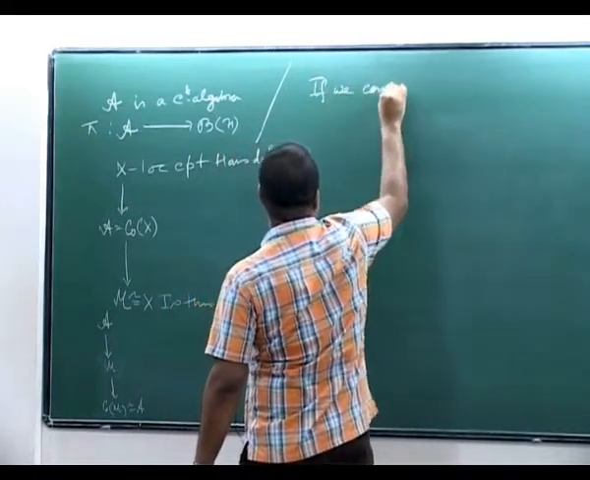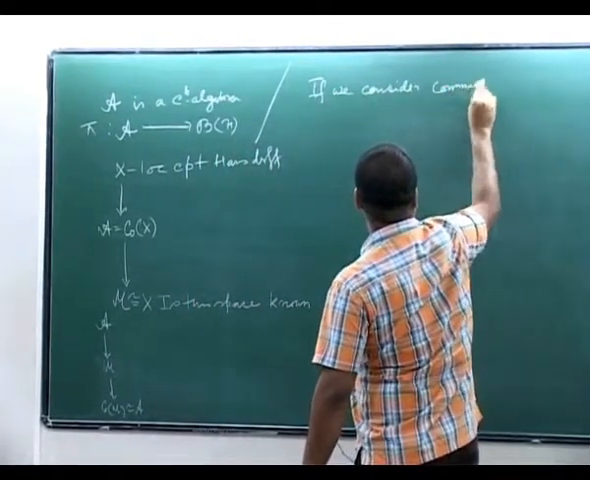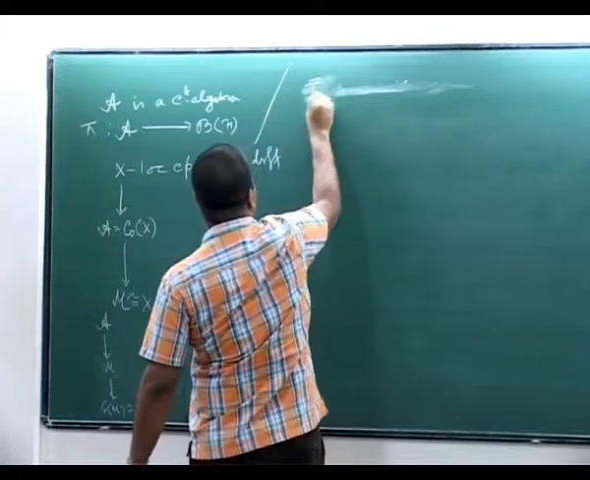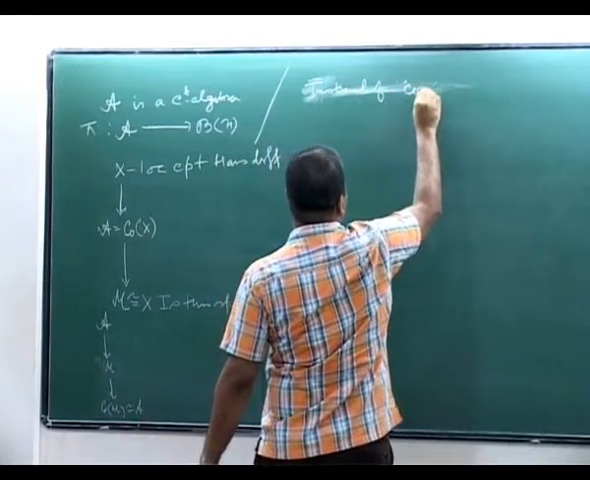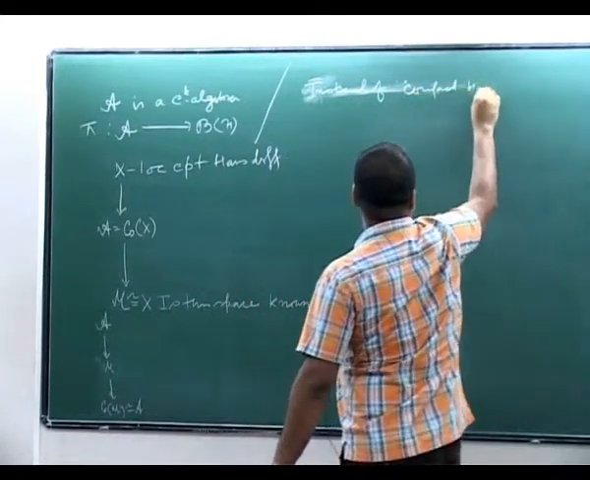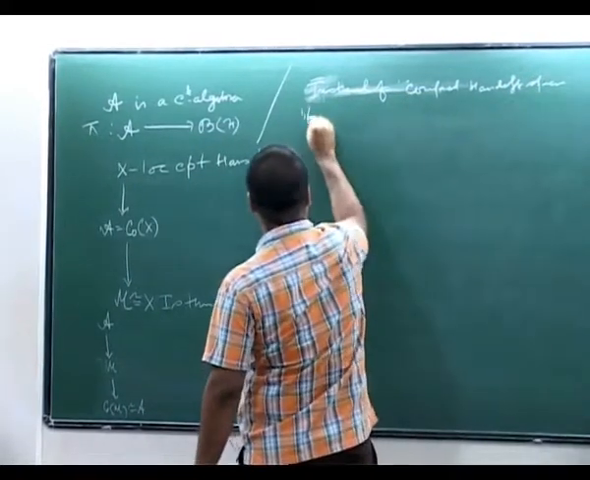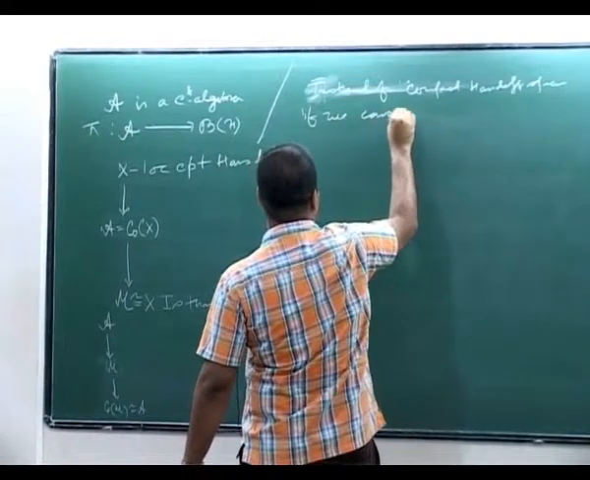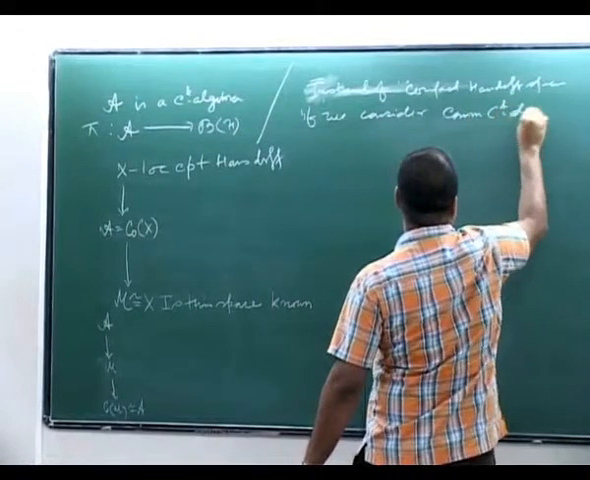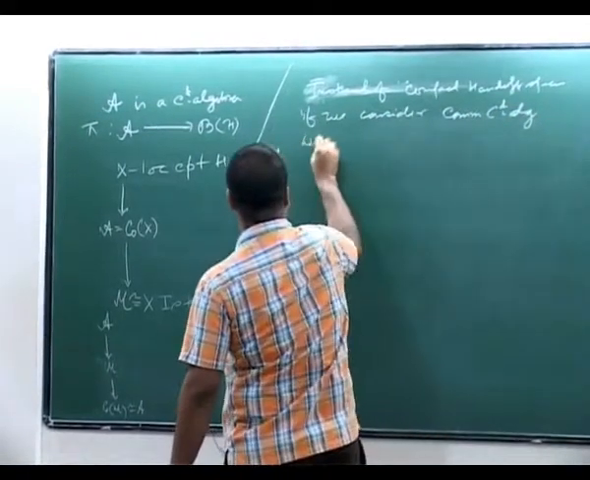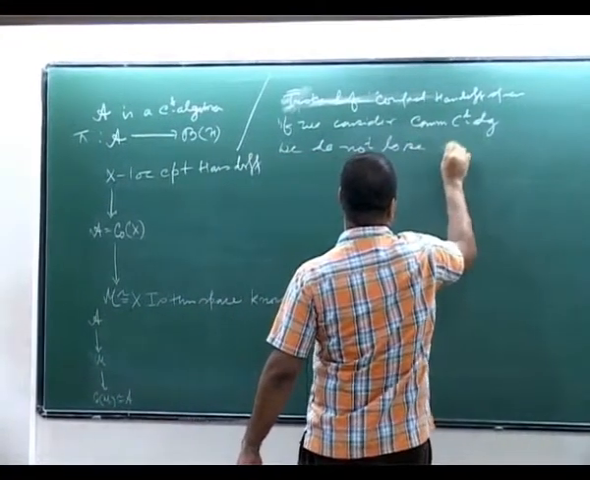Meaning, instead of compact Hausdorff spaces, if we consider commutative C-star algebras, we do not lose anything.